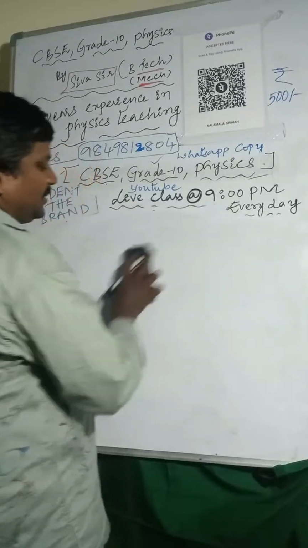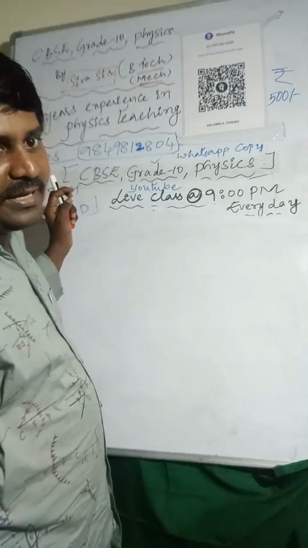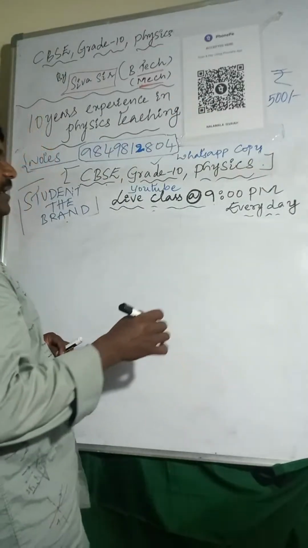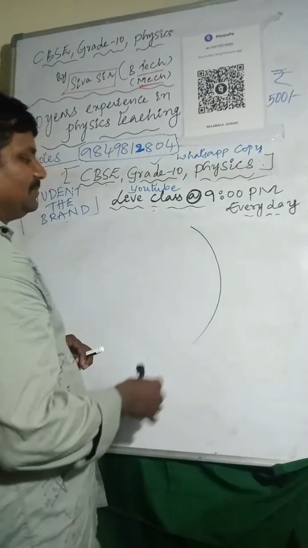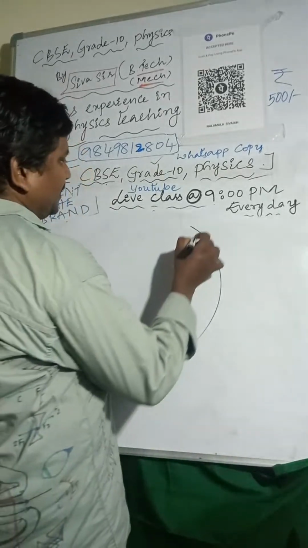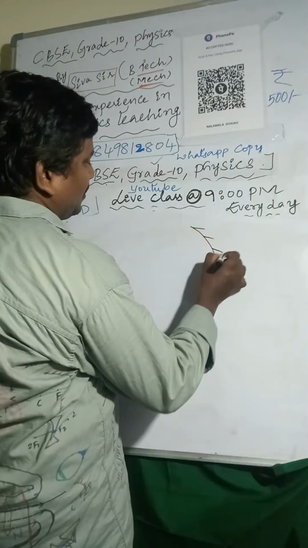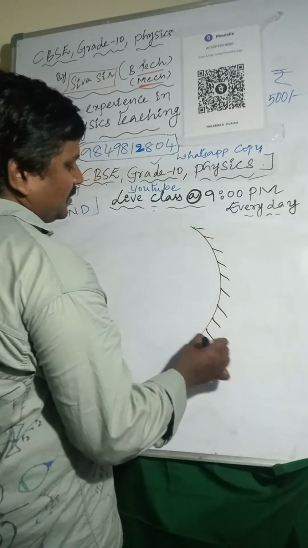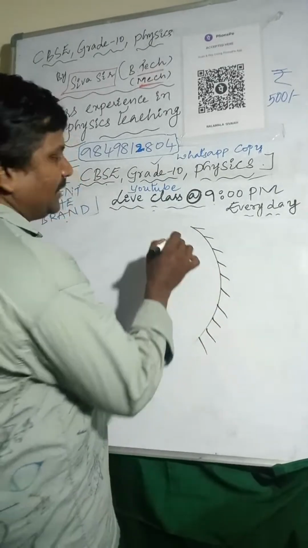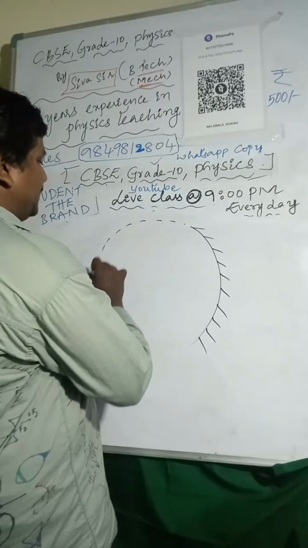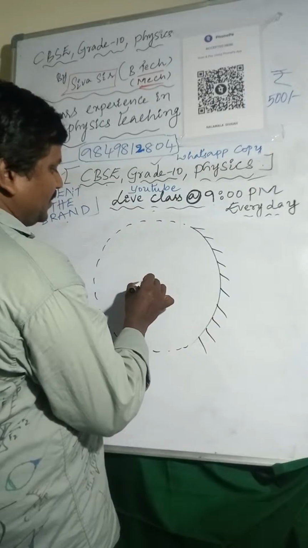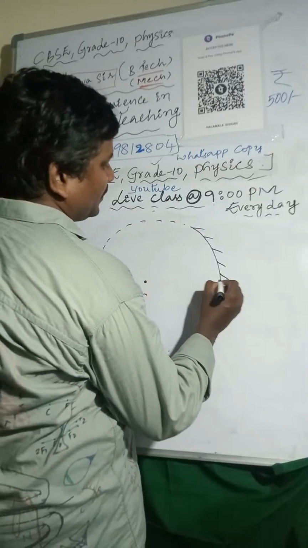Terms related to spherical mirror. So big announcement: terms related to spherical mirror. I'm considering the concave mirror. So this is a sphere, and here I'm considering this is the center of the sphere. This is the pole.